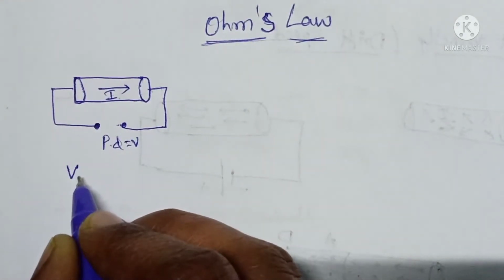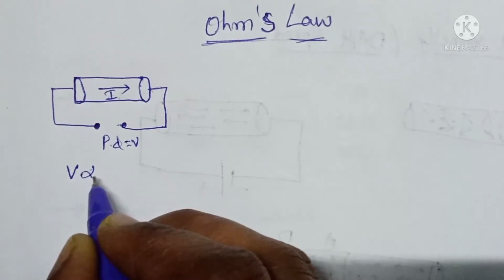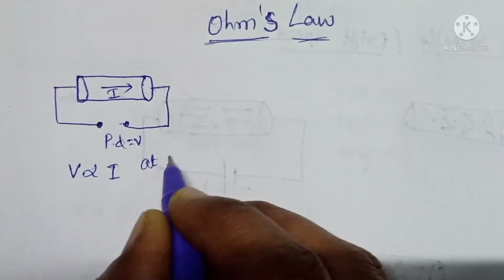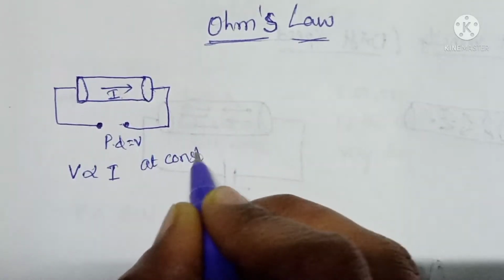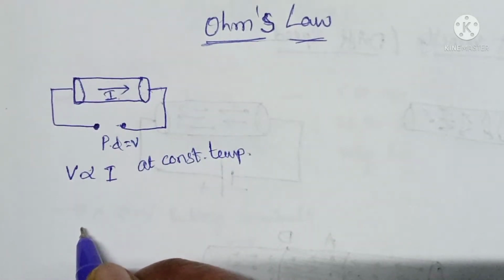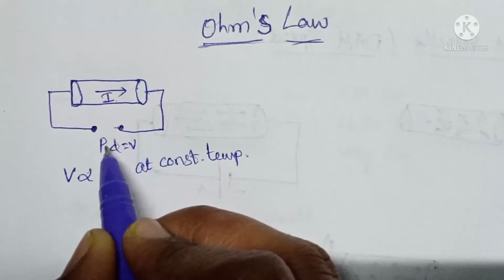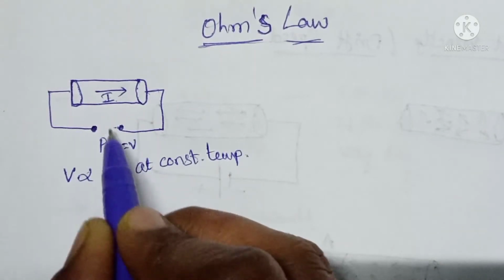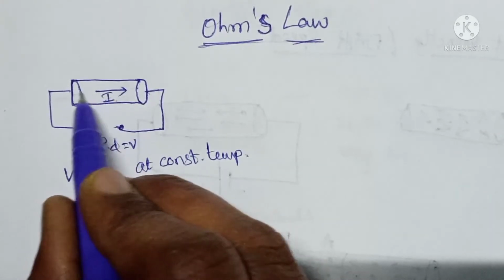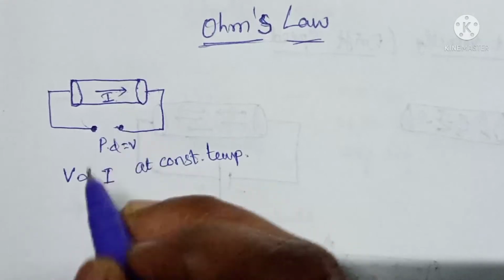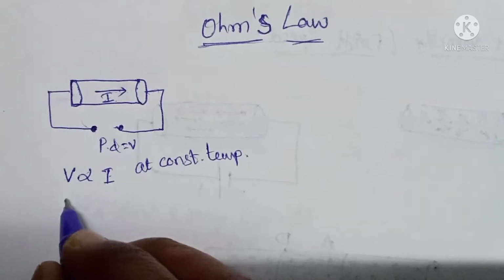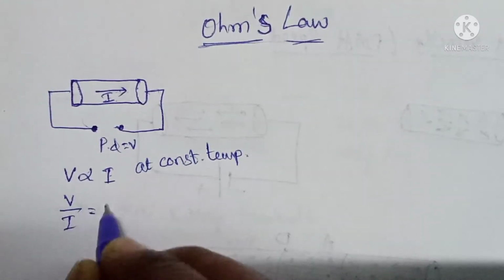If V is the potential difference across that conductor, it is directly proportional to the current I passing through that conductor at constant temperature. So Ohm's law states that the potential difference across the terminals of any conductor is directly proportional to the current passing through that conductor. So V is directly proportional to I. To remove this proportionality, we have to introduce a constant R.